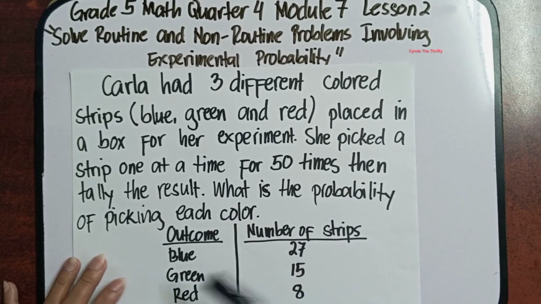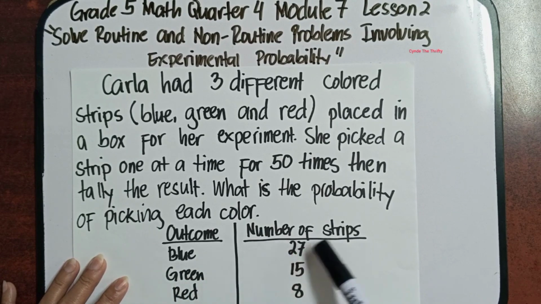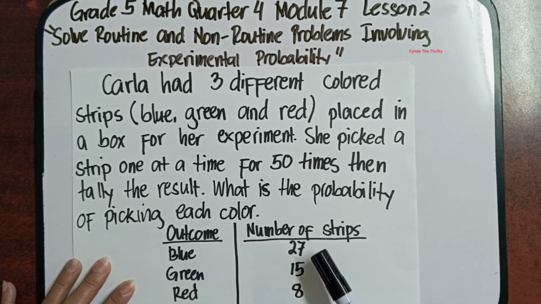So, ito yung tally ni Carla. Ang kanyang outcome is blue, green, at red. At ang number of strips na nakukuha niya sa kanyang box, ang blue is nakuha niya ng 27 times, ang green nakuha niya ng 15 times, at ang red nakuha niya ng 8 times.